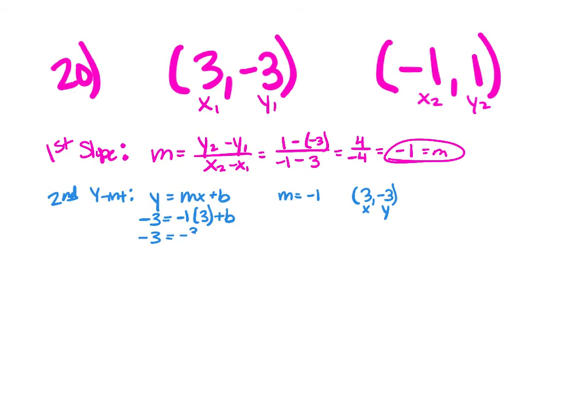Negative 1 times 3 is negative 3. And we just keep solving for b. To get rid of negative 3, I'm going to add 3. And what I do to one side, I do to the other. It cancels on both sides, so on the left we have 0, and on the right we have b. So b is 0.